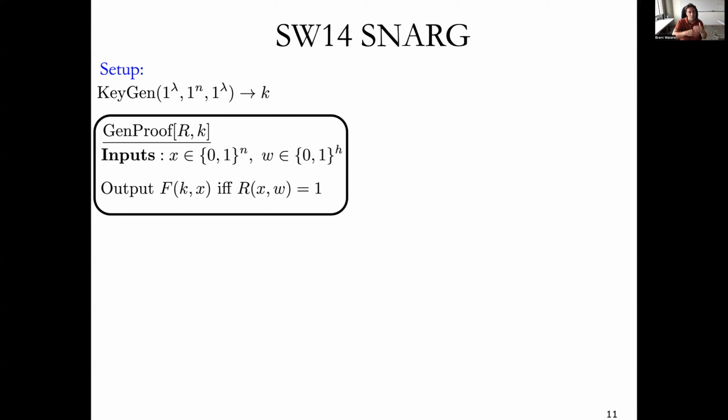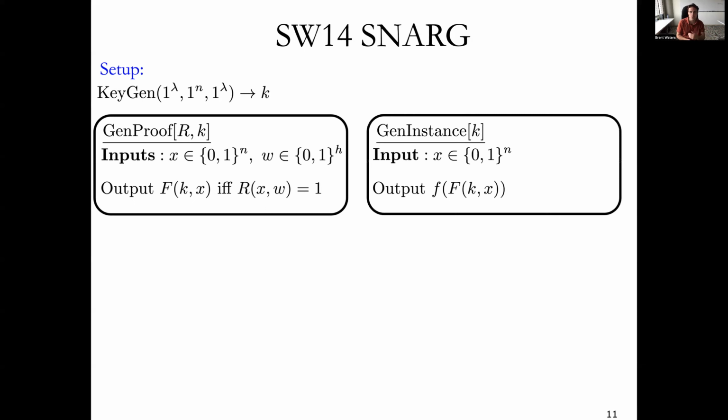And we're also going to consider two different programs, one used by the prover and the second one used by the verifier. So the gen proof algorithm has hard-coded into it the relation R along with the key K that I just generated. And its input would be a pair of the statement along with the witness. Now, if R of X, W is equal to false, this program just aborts and doesn't give anything. But if it's true, it evaluates and outputs F of K comma X, which I'll kind of call the signature for that particular statement.